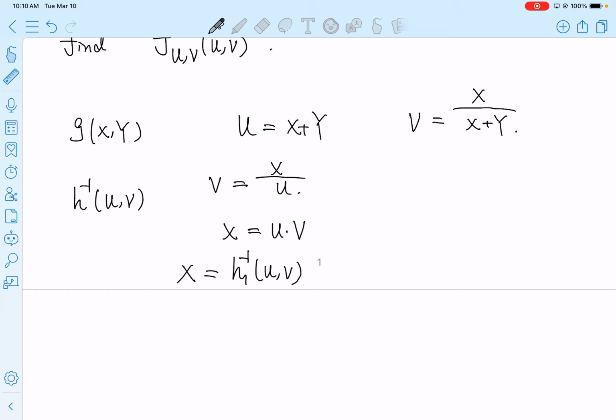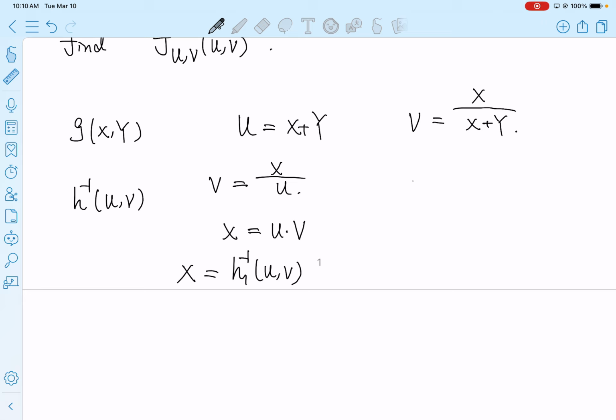Any question up to this point? Okay, so now let's think about how we can obtain an inverse function for y by making some connection here. We already have a replacement for x, so let's think about how we can get a function for y in terms of u and v.